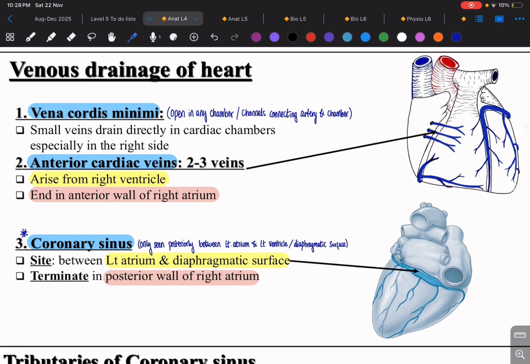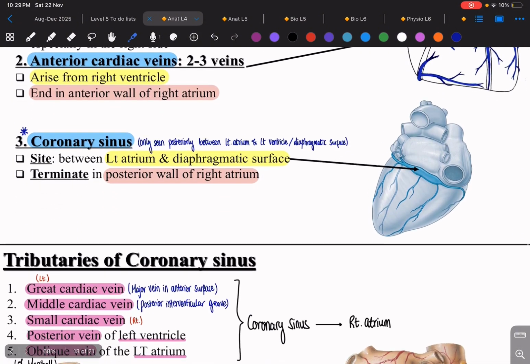Let's move to the main one, which is the coronary sinus. We can only see it in the posterior view. It's between the left atrium and the left ventricle, or we can say it's between the left atrium and the diaphragmatic surface. Same thing. So it's between the left atrium and the left ventricle. Where does it terminate? It terminates in the posterior wall of the right atrium.